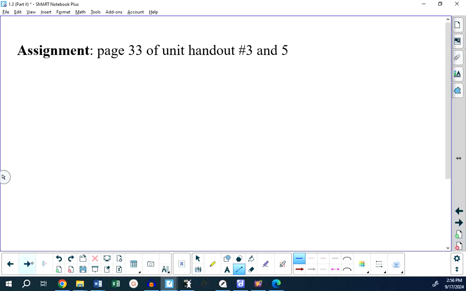All I'm going to ask you to do for tomorrow is number 3 and number 5 that are on page 33 of your handout. It's going to involve you plotting data, possibly drawing the line of best fit, finding the equation of the line of best fit, and then using the equation to answer questions.